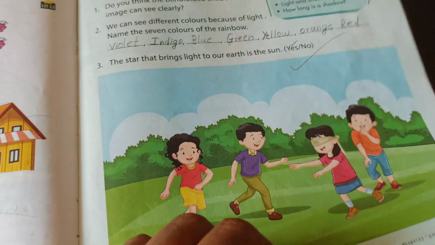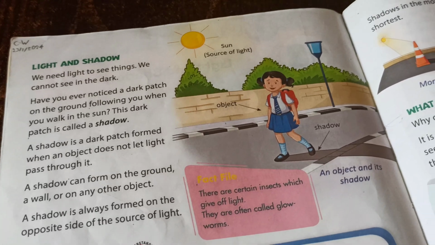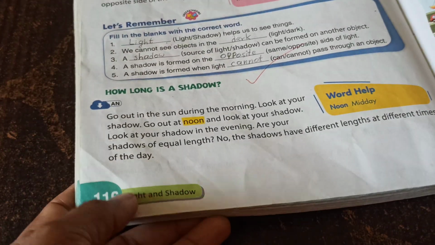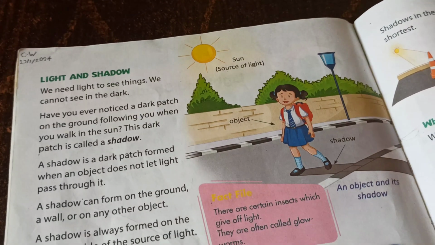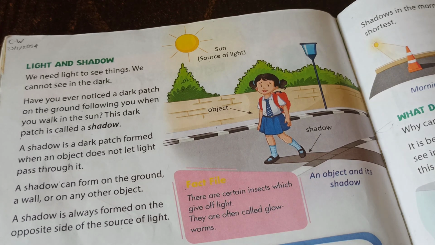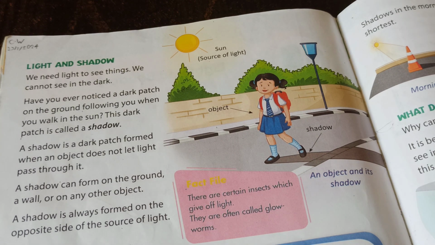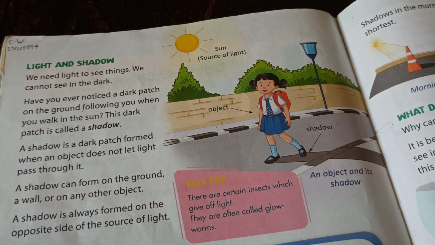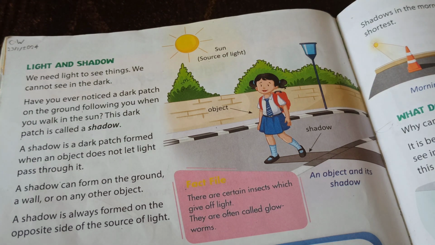Now today we learn our chapter Light and Shadow, and our first topic is from page number 116. Today is our first topic, light and shadow. Yes kids, we need light to see things. We cannot see in the dark. Without light, how can I see? We use a candle, and in moonlight we can see.